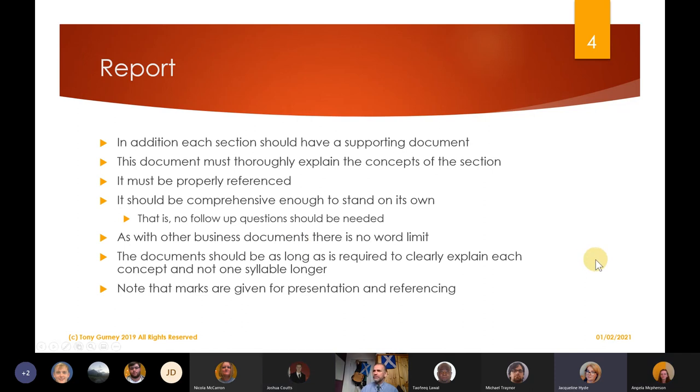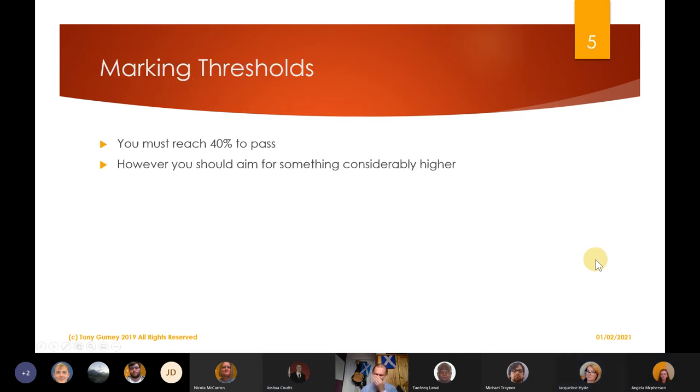Okay, so get your presentation right, get your referencing right. Usual threshold, 40% to pass, but you should be going for higher. There's no reason you can't get a really good mark in this because everything's there. It's just taking it, writing it down.